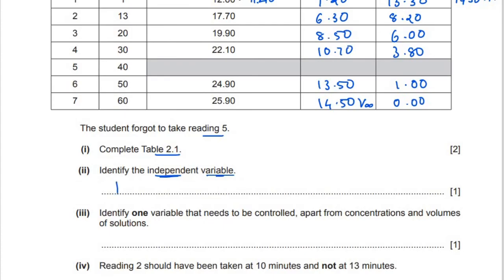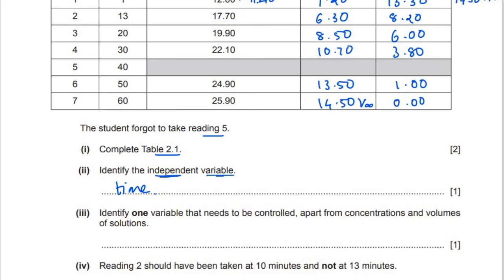So what are we changing? We are changing the time. We are changing time, and we are measuring the rate with respect to time, that is, every few minutes, how is the rate changing? That's what we are measuring. So the independent variable is time.